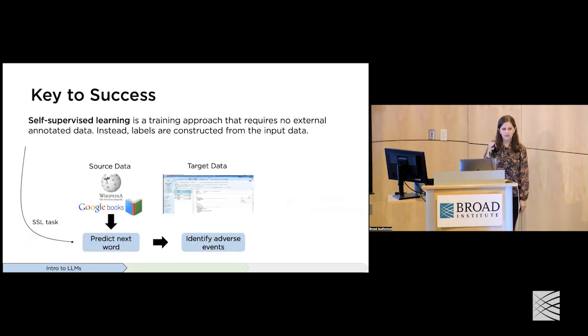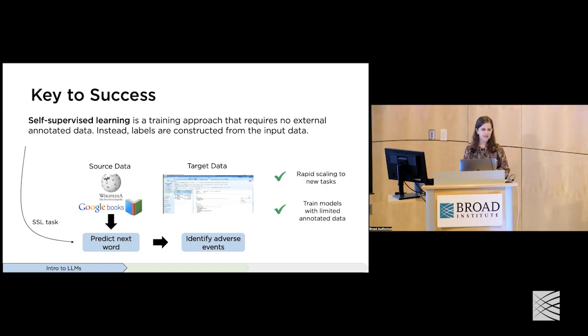More concretely, the recent advances in NLP leverage this idea of self-supervised learning. For self-supervised learning, the pre-training task of predicting the next word in the sentence, like I mentioned previously, is a type of self-supervised learning task because this task doesn't require any external annotated data, and instead you can construct those labels directly from the text itself. This training paradigm is really beneficial because it enables both the rapid scaling of models to new tasks, and it enables training models in settings when you have limited annotated data.